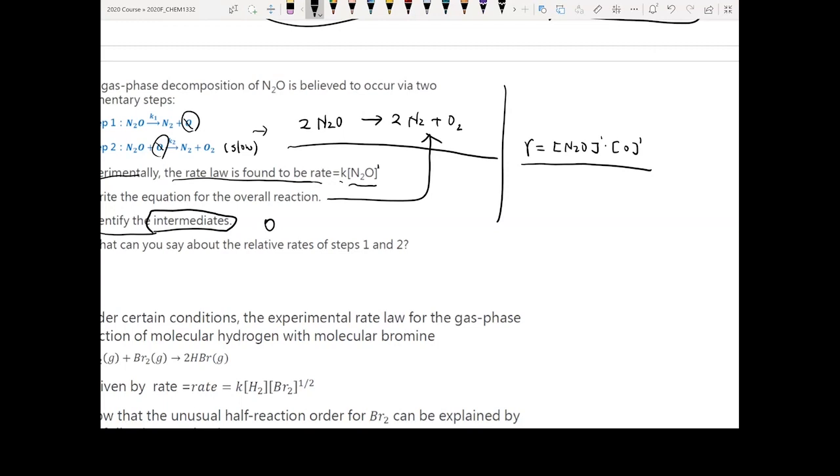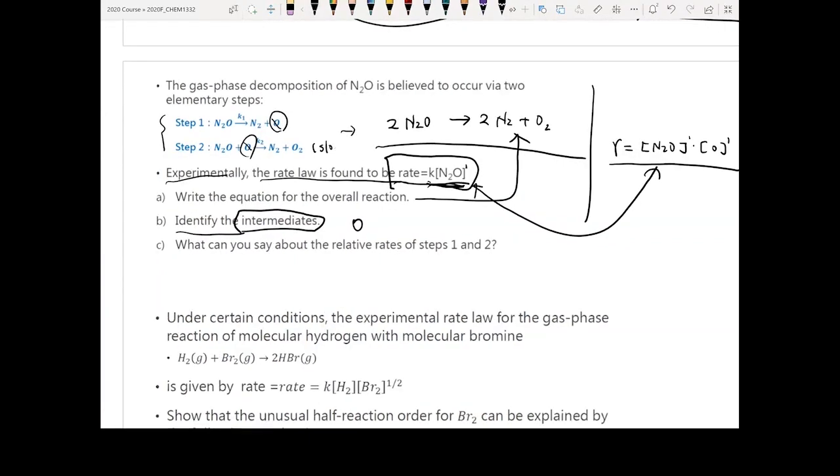However, when you write these things out, you realize your determined rate law is like this, and it does not get back to the correct rate law. In other words, the second step cannot be the slow step. In other words, your first step is the slow step. Let's see whether that's true or not. If the first step is your rate determining step, then you can write the rate equation as just K times N2O.